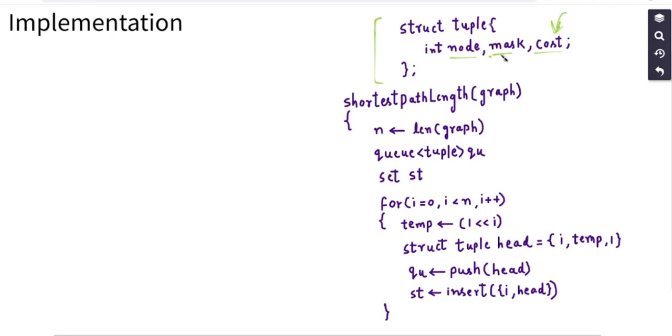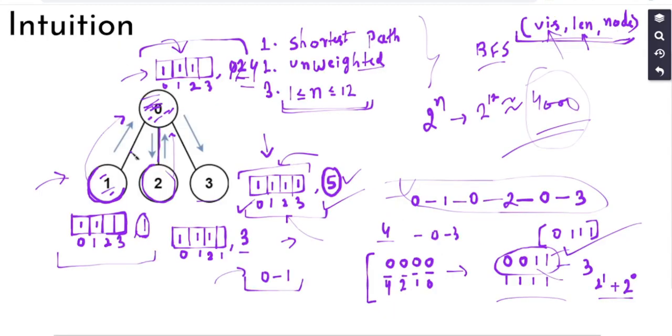Okay, so this mask is representing a particular path, while this node represents the last node of the path which we have. And here is the shortest path function which takes in the graph, and here we calculate the length of the graph, and we declare a queue of this type tuple, because we want to push these tuples into the queue. So this is the set. Why do we use the set here? So let's see why we are using set here.